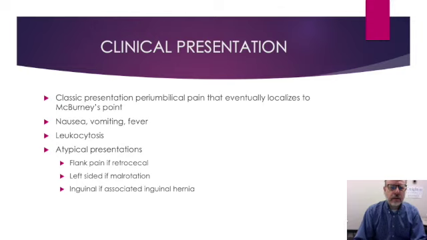However, the clinical diagnosis can be challenging as there are many cases of atypical presentations. The pain can be located in the flank if the patient has a retrocecal appendix. If the patient has a congenital bowel malrotation, pain can actually be on the left side and not the right. If the patient has an inguinal hernia, the appendix can lie in the inguinal hernia and cause inguinal pain.